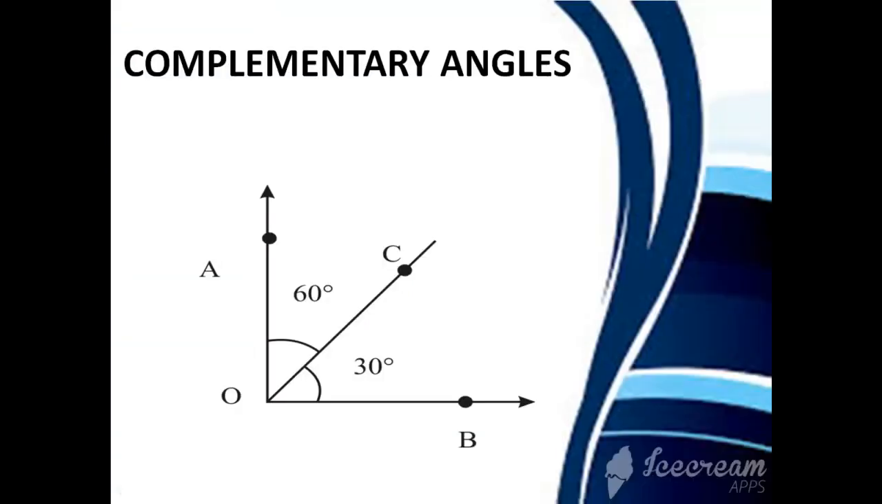Then the complementary angle. This is an important angle. In this angle there are two adjacent angles, like here in this case 60 and 30. When we add 60 and 30 it gives 90 degrees, so it is a complementary angle. The sum of the angles giving 90 degrees is called complementary angles.